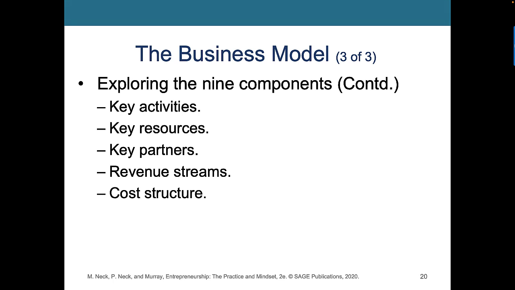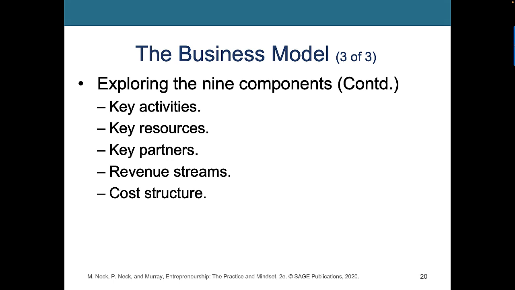Exploring the other components, the key activities: what are the most important activities the company participates in to get the job done? So are you producing food? Are you producing t-shirts? Key resources: how many resources do you need if your company has 1,000 customers? Key partners: who are your key partners to help you? Who is your network of suppliers or buyers?